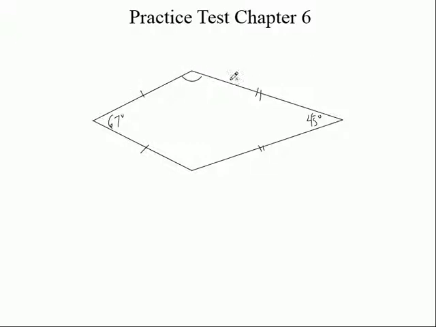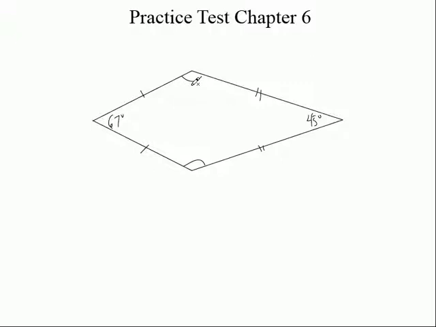The angles between the two non-equal sides are equal to each other. So this is the angle between these two non-equal sides, and this is the angle between these two non-equal sides. Those two angles are going to equal each other. Does that make sense? Okay. Now I want to find what those angles are.